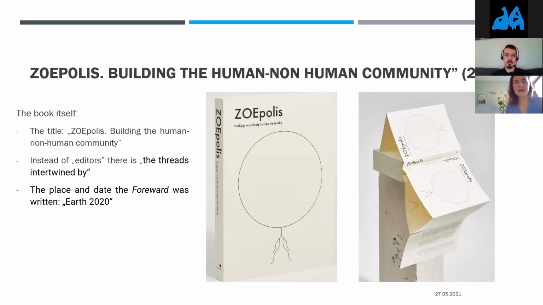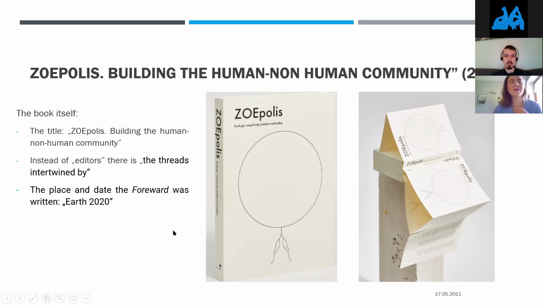Okay, and what about the last main point, and at the same time, the last part of my presentation? I would like to introduce to you a project called Zoopolis, Building the Human and Non-Human Community. It was conducted in Poland, so it is a kind of local one. It consists of two main parts. First were two different exhibitions, and secondly, there was a book in a printed version. You can see this book in these pictures. It is, of course, the cover of it.